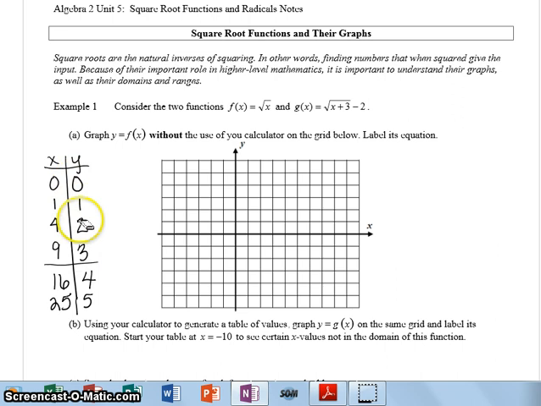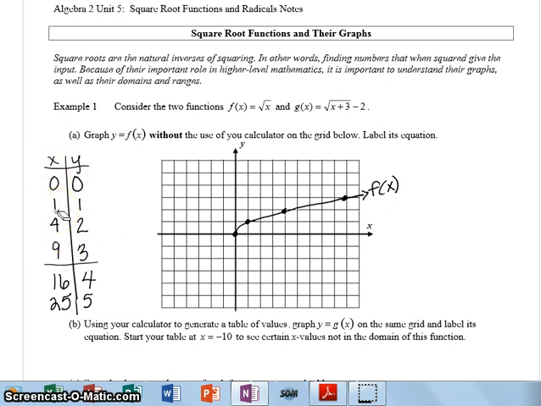So if we plot these first 4 points, we're going to end up at 0, 0, 1, 1, 4, 2, and 9, 3. Okay? So here is the square root graph, okay? That's the parent graph. So all of these points right here are on that graph. It says label this equation.